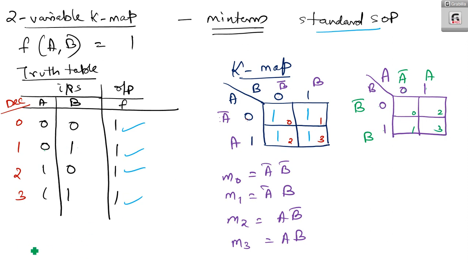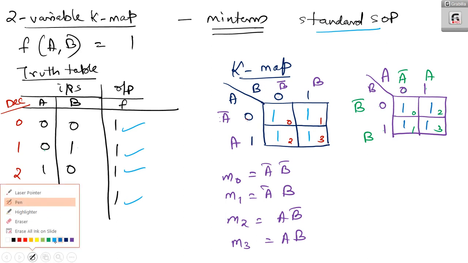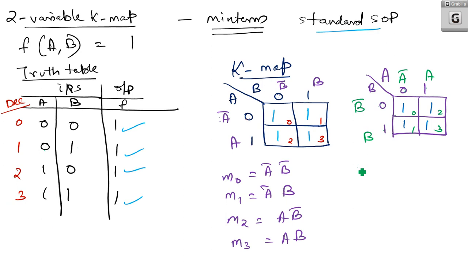Here also I am taking all the outputs as 1. So here also the corresponding minterms can be represented as follows. m0 I can write as B bar A bar, or A bar B bar, no problem. Then m1 is A bar B. What is m2? m2 is A B bar. What is m3? m3 is A B.